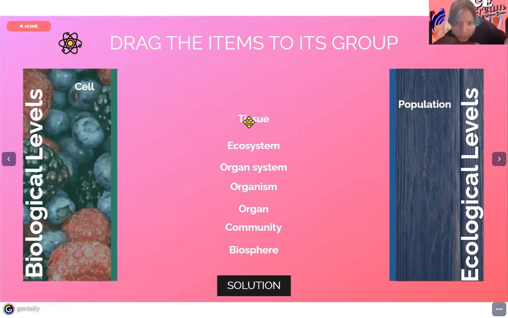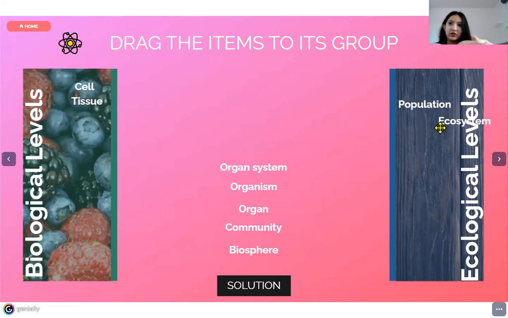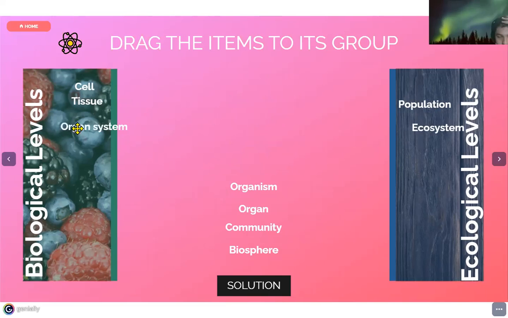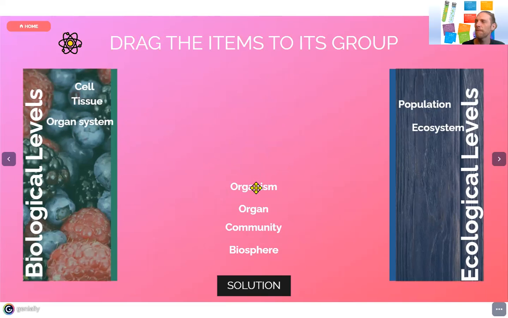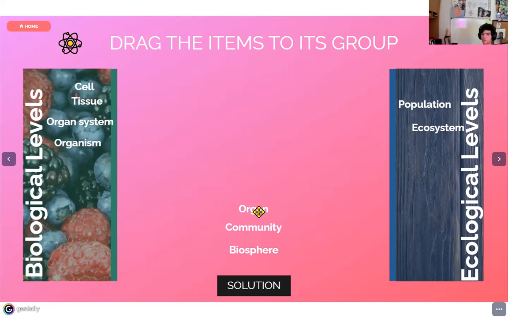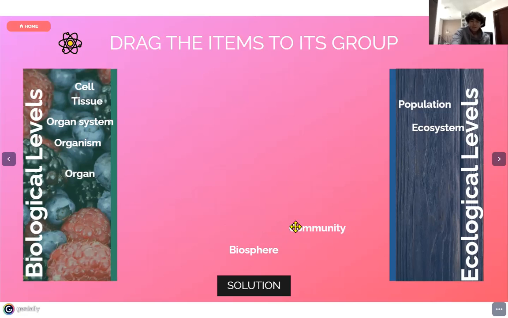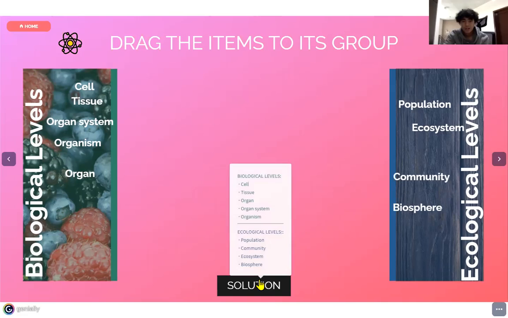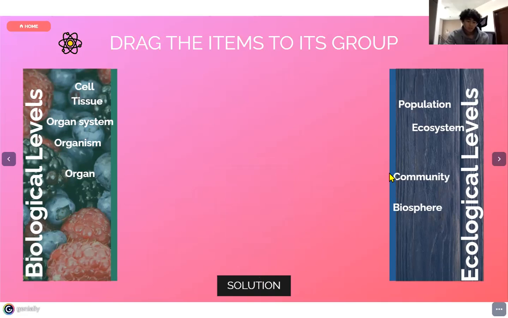Tissue, biological. Very good. Ecosystem, ecological. Okay. Organ system, biological. Organism, biological. Okay, guys, you're so good at this. We're pros. Community, ecological. And the last two, ecological too. Okay, perfect.